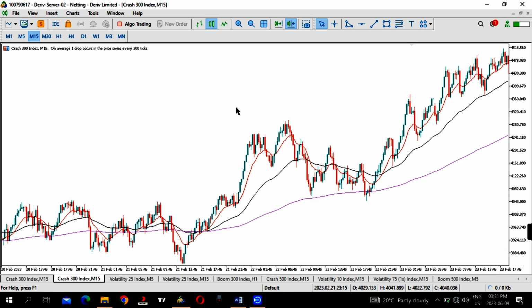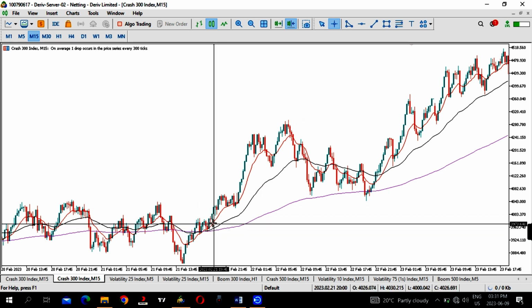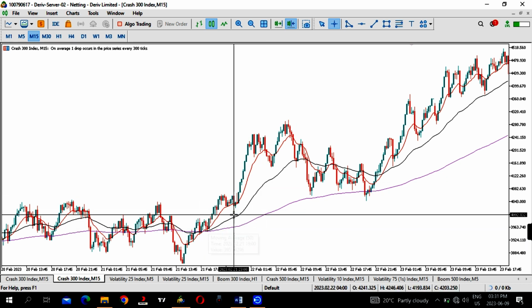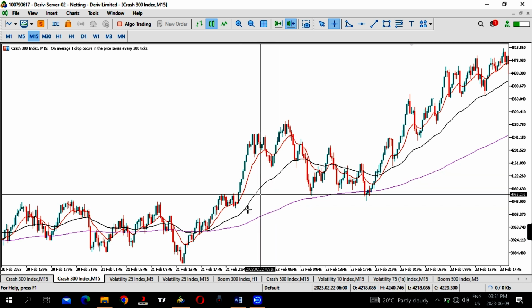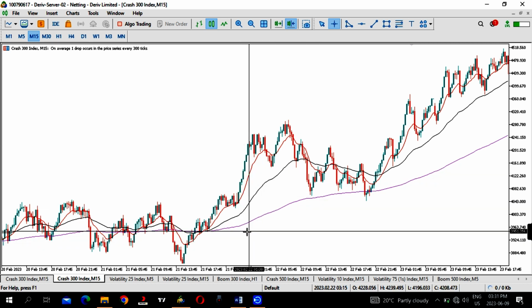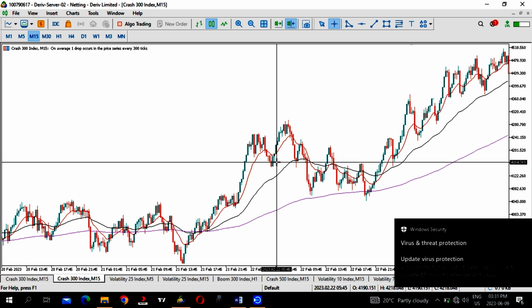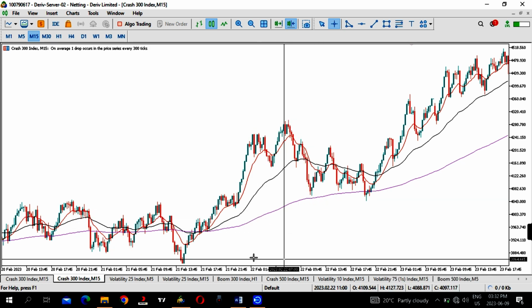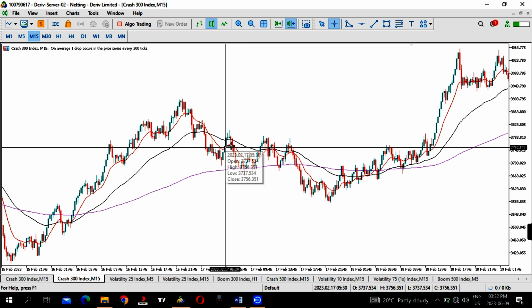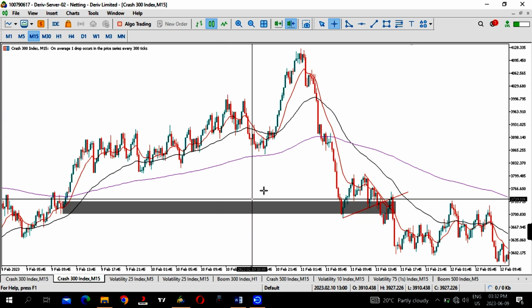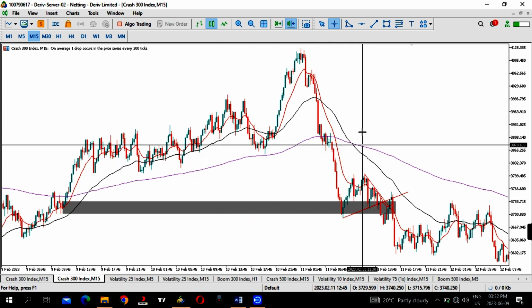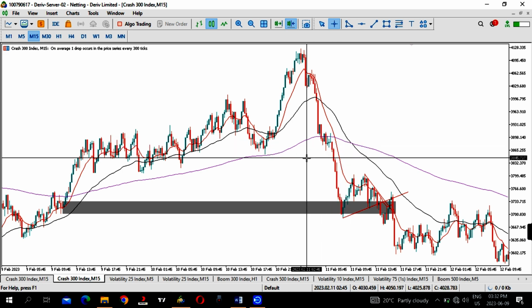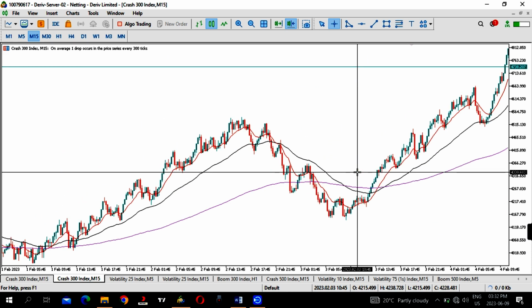The first thing that you have to look for is the 50 and 200 cross, the black and the purple. Where are they crossed? So right over here, the last cross for a buy. When they cross and the 50 moving average is above the 200, that's an uptrend. And if the 50 moving average is below the 200 moving average, that's a downtrend. So this is an uptrend. Like over here, when the 50 moving average is below the 200 moving average, that's a downtrend.